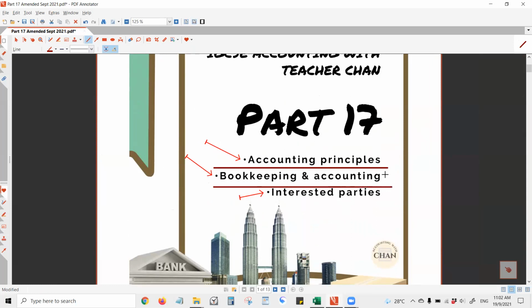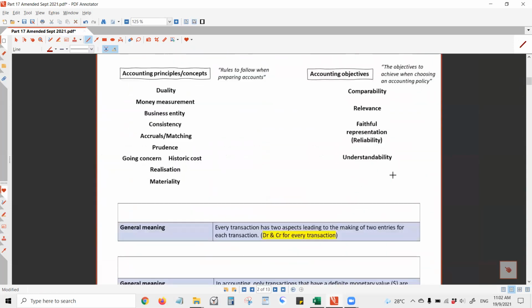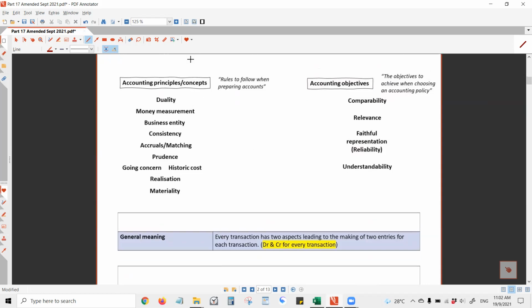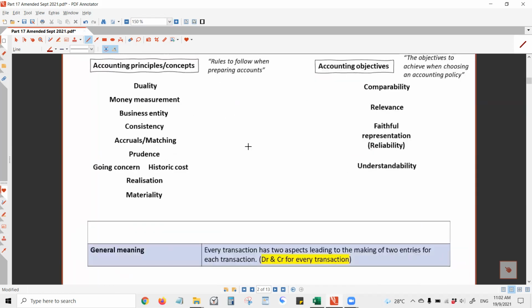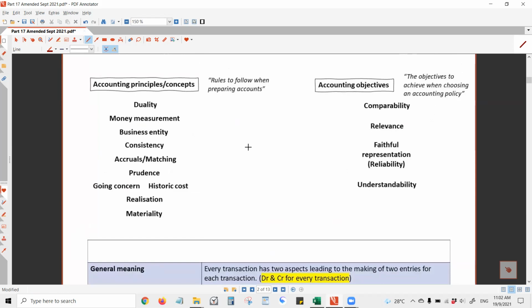Okay, so we are going to begin with accounting principles. So first page of the notes. On the top of this page, you see two lists of things, correct? You see two lists of things.